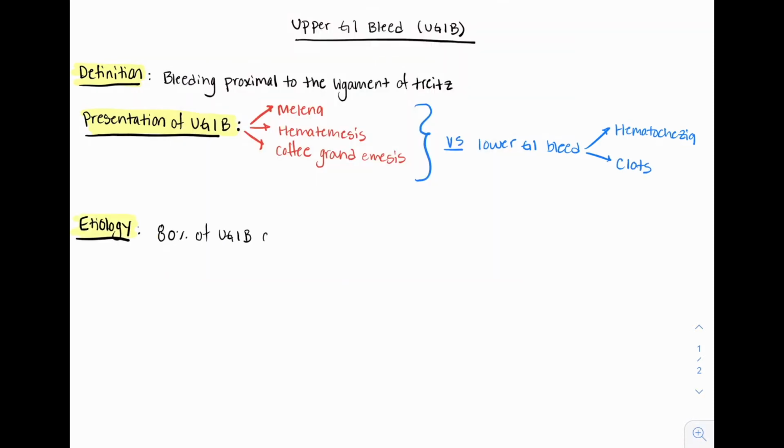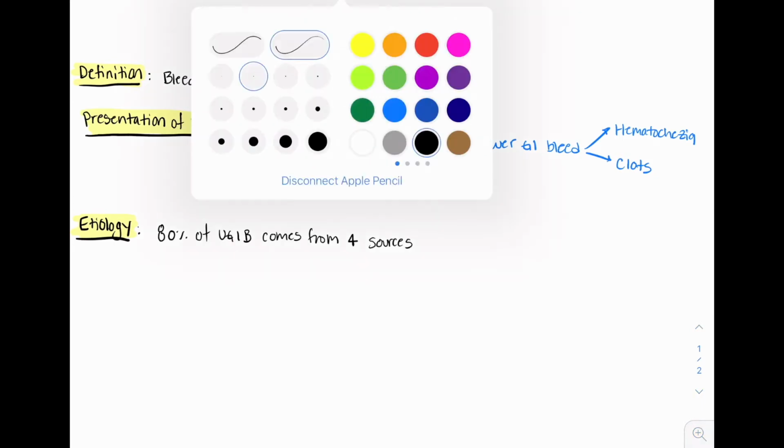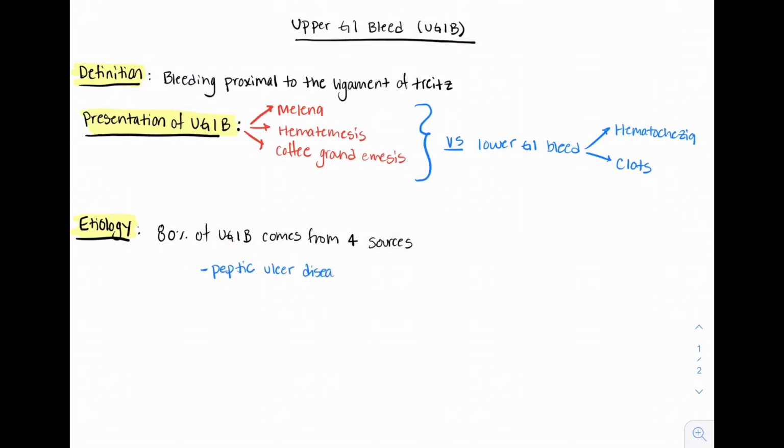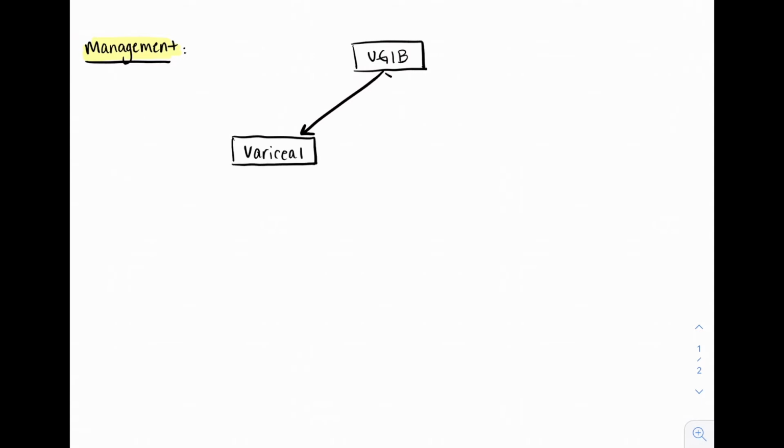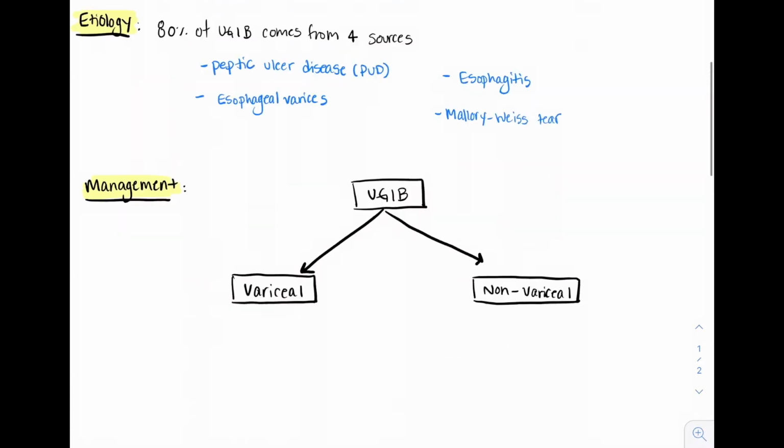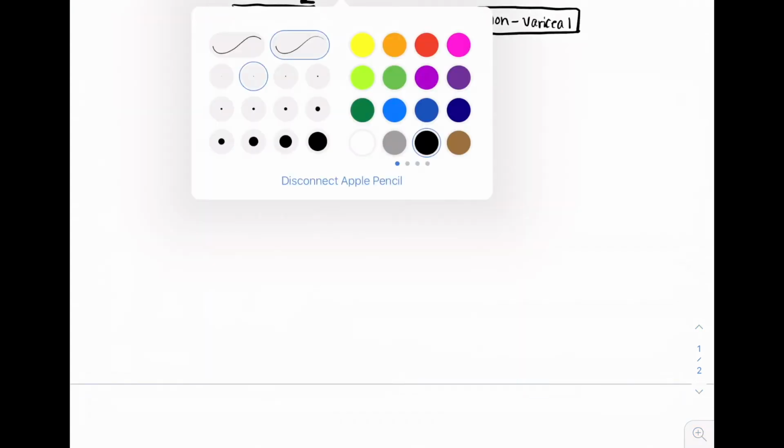80% of upper GI bleeds are due to 4 different causes: peptic ulcer disease, esophageal varices, esophagitis, and Mallory-Weiss tear, which is a mucosal laceration often due to recurrent retching. The approach to management of an upper GI bleed is best divided into variceal and non-variceal bleeds. This is because the management of upper GI bleed due to esophageal varices is different than the management of other upper GI bleeds.